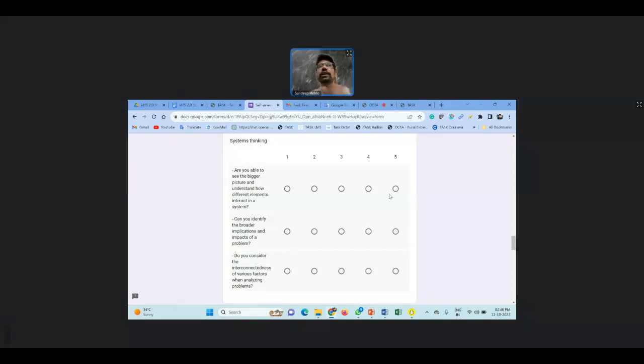So once you start understanding the problem from different approaches and different stakeholders, then you get into a systemic thinking mode. Here they are actually saying, can you identify the broader implications and impacts of your problem? You have to think about whatever you're targeting and its broader classifications. Are you able to see the broader picture and understand how different elements interact in a system? Whether you have done any kind of analysis or not, whether whatever you're doing can be connected to other things or not.